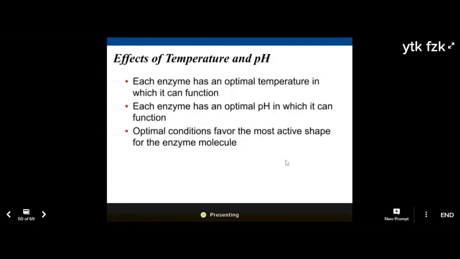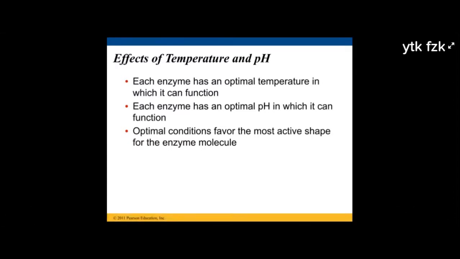Okay. Effects of temperature and pH. Here we go. So what you're going to see is that each enzyme has an optimal temperature in which it can function. Optimal means best, right? And this is also true for pH. There's certain pHs for each enzyme. So different enzymes have different optimal temperatures and pHs depending on where they have evolved to function.